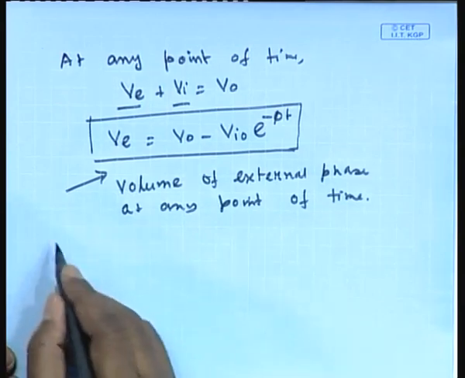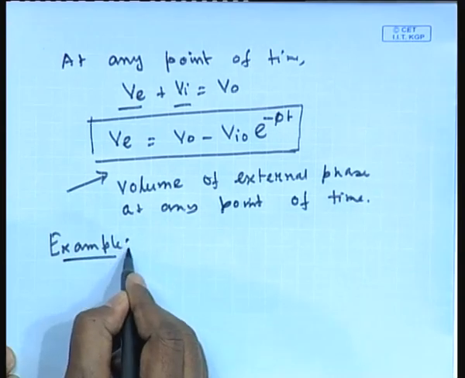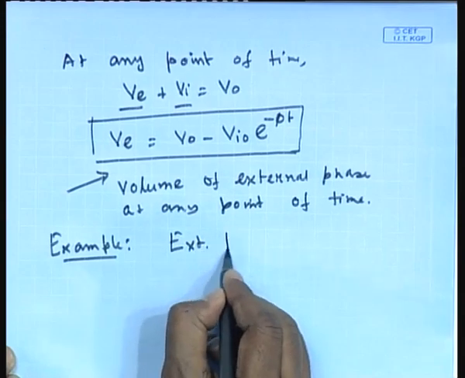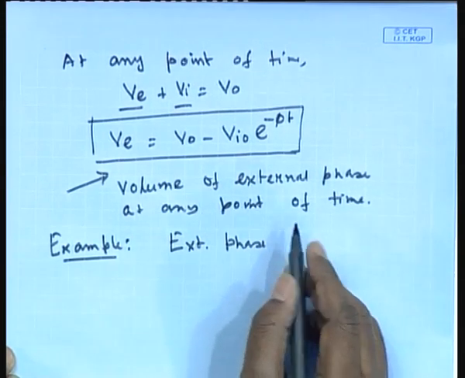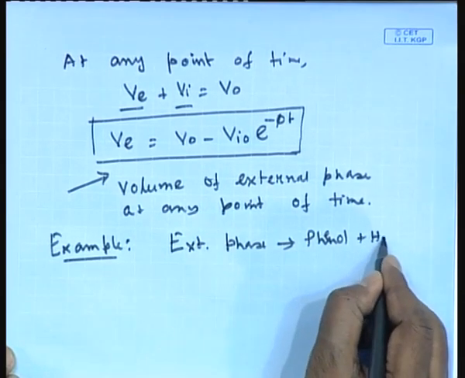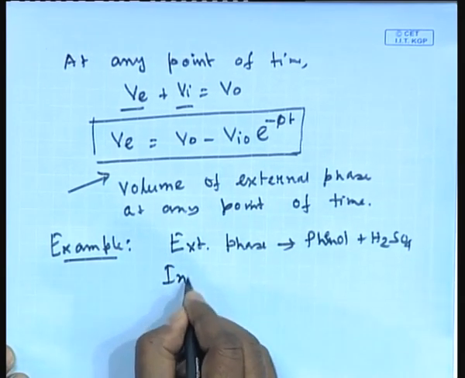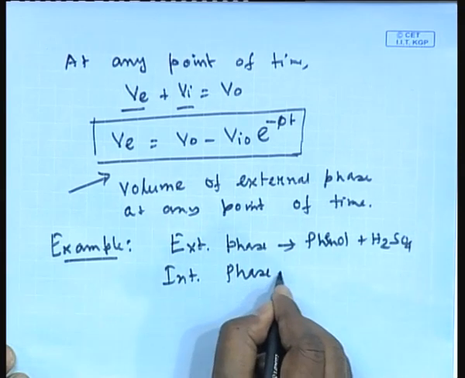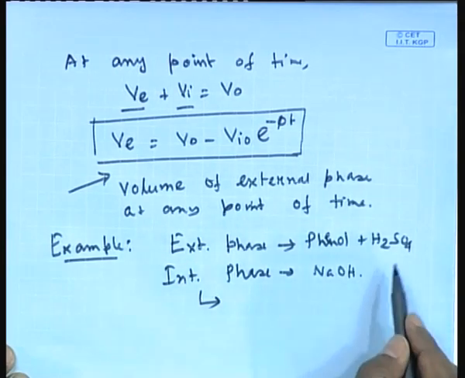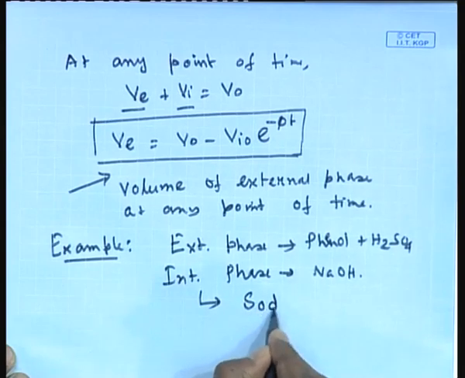Now, the example that we are considering in the present case is the removal of phenol. The external phase is slightly acidic: phenol plus sulfuric acid constitutes the external phase. The internal phase is sodium hydroxide. In the internal phase, the phenol and sodium hydroxide react and produce sodium phenolate.